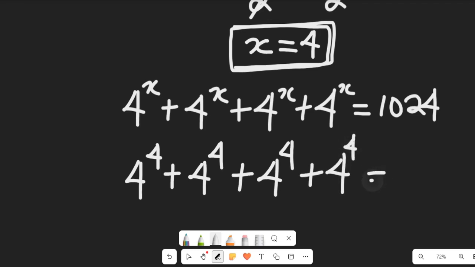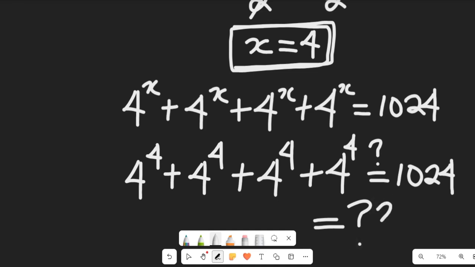Now I want you to simplify this and tell me if it can be able to give me 1024. If it does, then that solution is absolutely right. So simplify it and let me have your answer. I'll be so glad to interact with you.